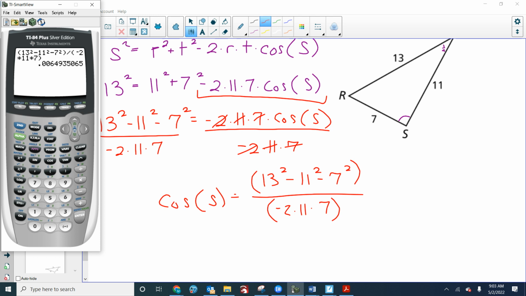Everybody see the negative button? Bottom row, second from the right. Is everybody getting this number? Yeah. But that's not angle S, that's the cosine of S. So how do we uncover the angle? Inverse. Cosine inverse of that answer, I'm getting 89.63 degrees.